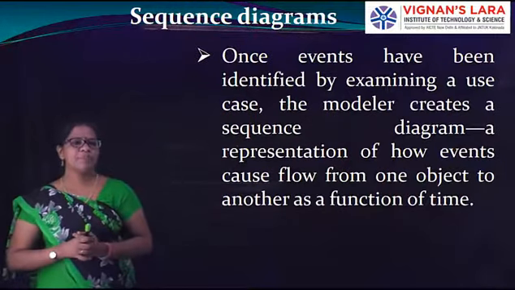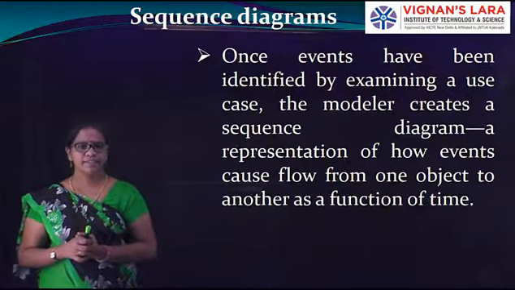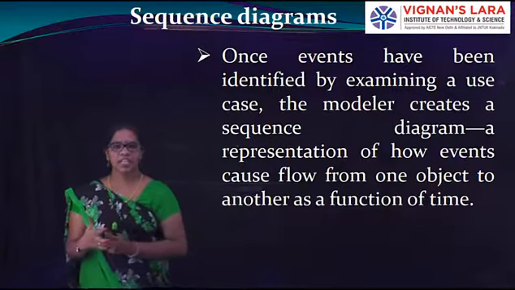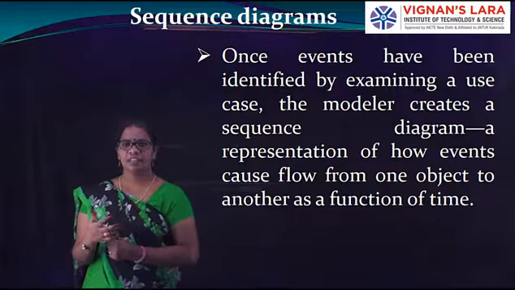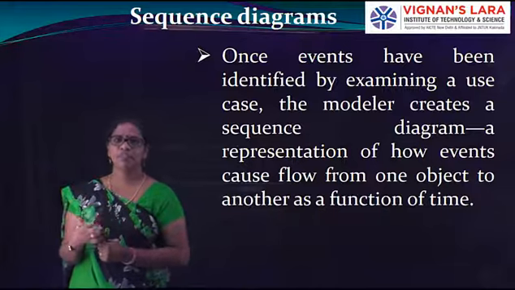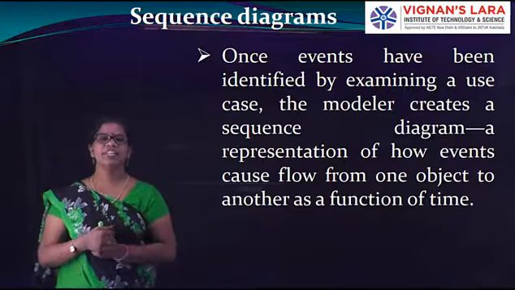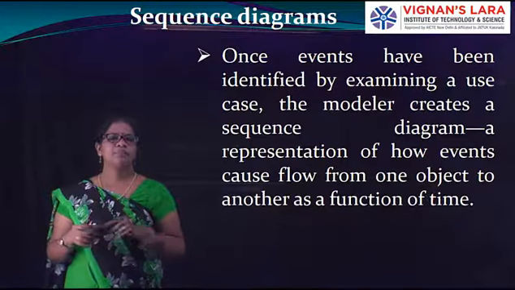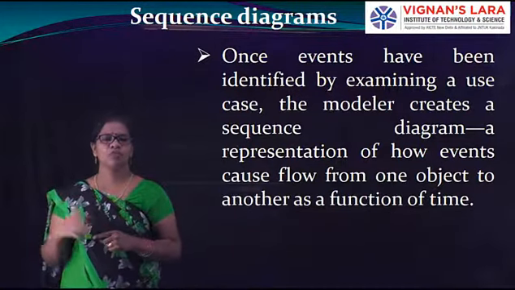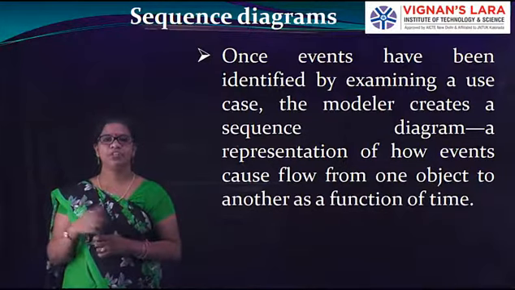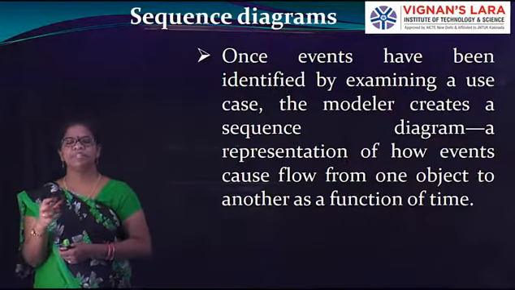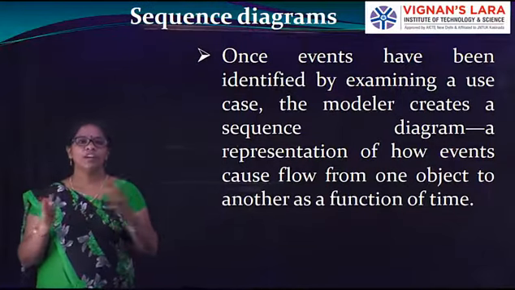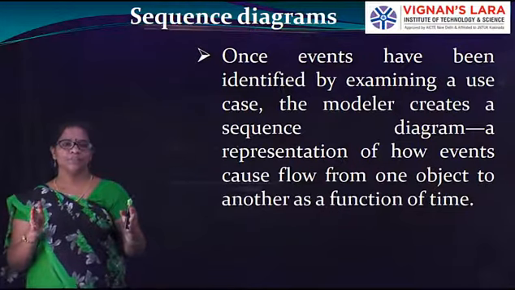Once events have been identified by examining a use case, the modeler creates a sequence diagram. So what are the events happening in the system? Once they are observed in terms of use cases, then this sequence diagram will be drawn. A sequence diagram is a representation of how events cause flow from one object to another object as a function of time. How the flow goes from one object to another object, that is the sequence diagram.